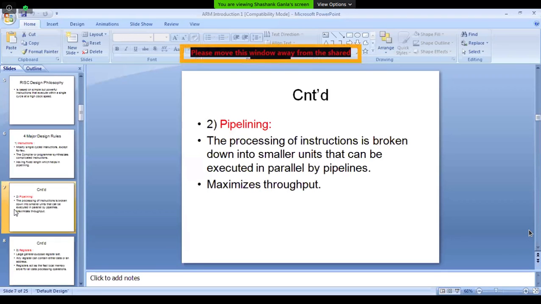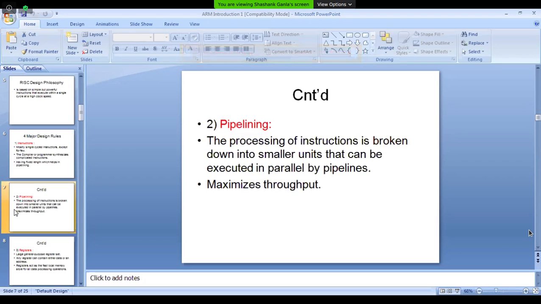So just have a reading of this slide because it's already explained regarding pipelining. Okay, guys, second slide is understood.